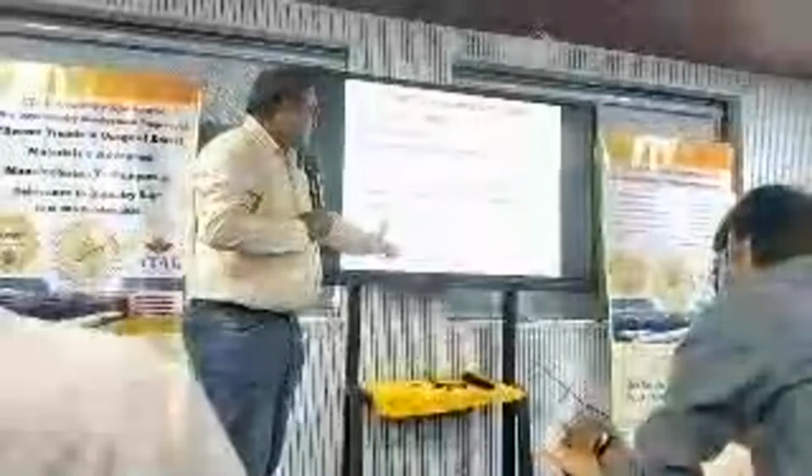Then we have the tuned mass damper. Mainly these are the damping treatments. This is the stiffness and mass reduction. So we will discuss one by one.